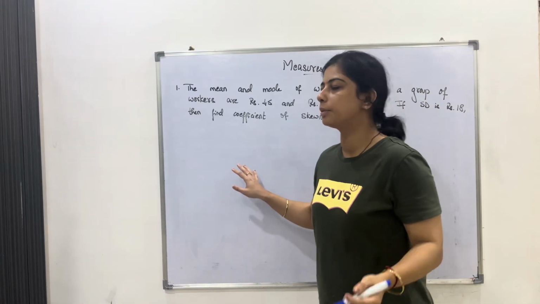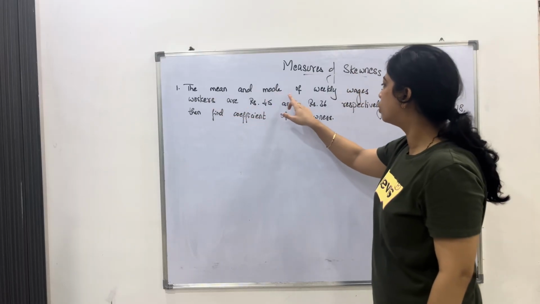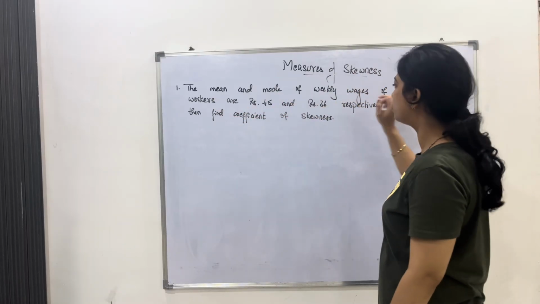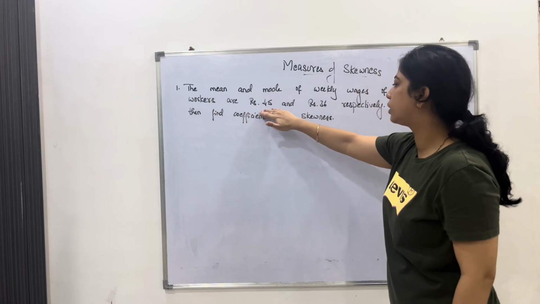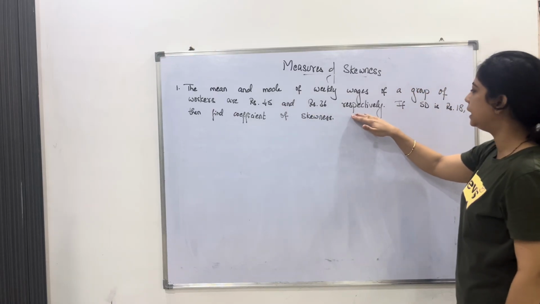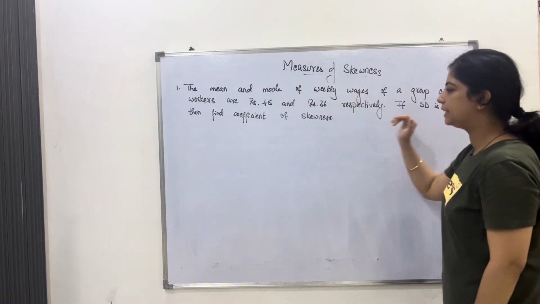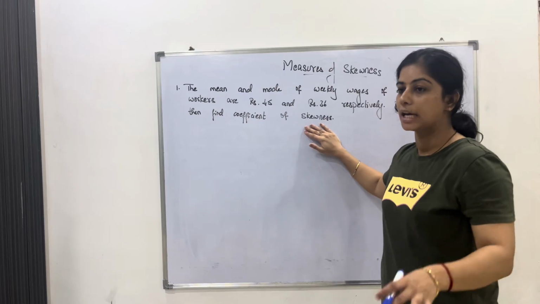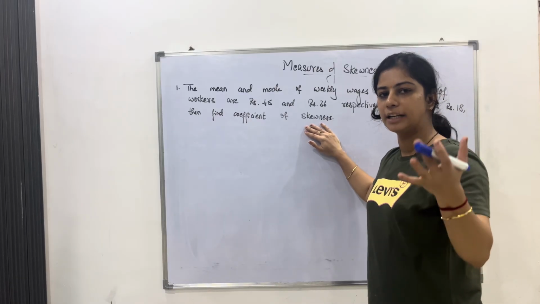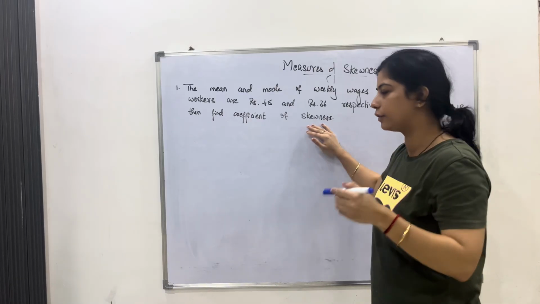Let us look at the problems now. The mean and mode of weekly wages of a group of workers are rupees 45 and 36 respectively. If standard deviation is 18, find the coefficient of skewness. They have directly asked us to find a coefficient of skewness from the data given to us.